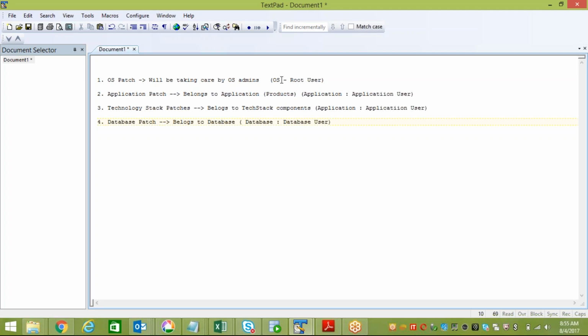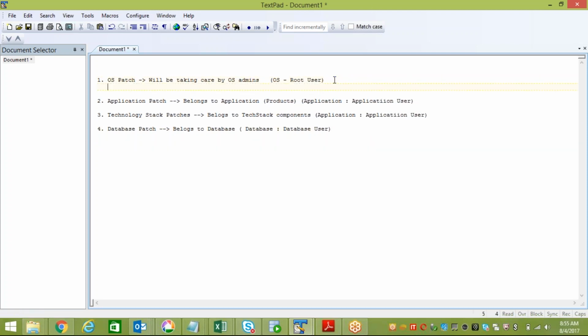For OS, normally either RPM or patch. You'll be applying the OS patches by using RPM, just for your information only. You don't need to worry. If you give the patch number to them, they would be applying. If you download the patch, sometimes you may find a shell program, sometimes you may find a Perl program, then sometimes you may find RPM.